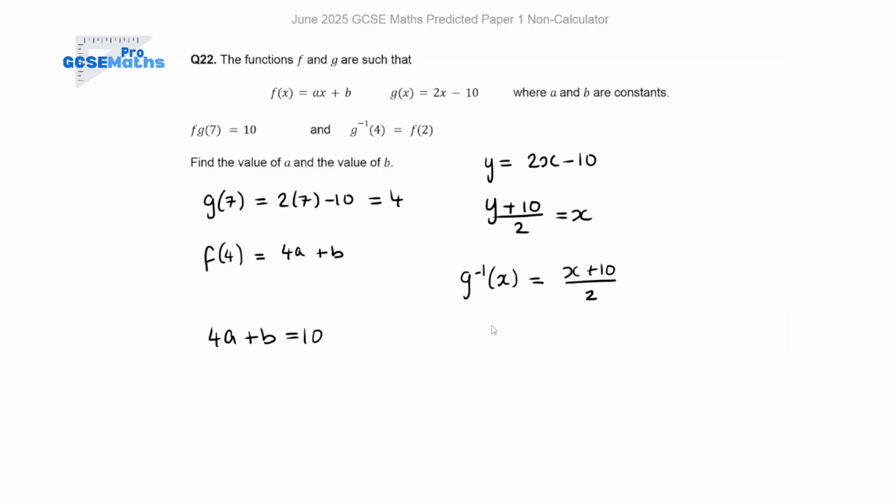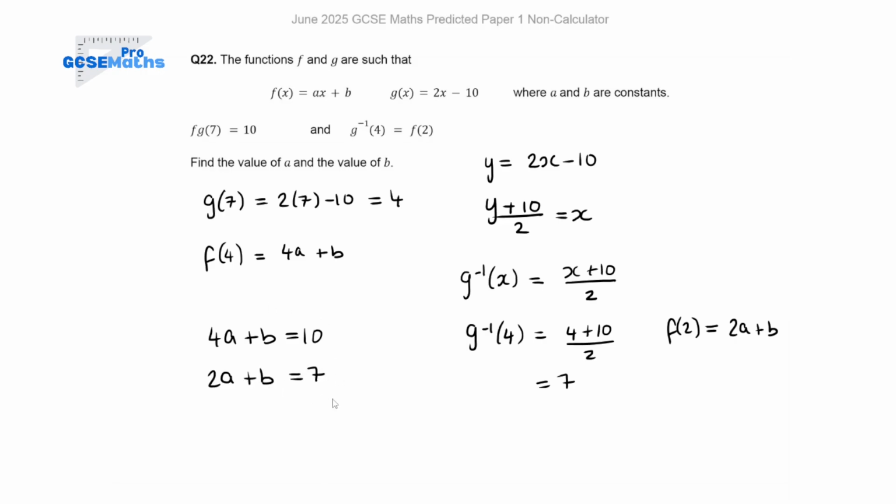Now I can sub in my 4. So the inverse function of g of 4 is 4 plus 10 over 2. So that's 14 over 2, which is 7. Now that is equal to f of 2. So I also need to work that out. I'll just do that over here quickly. Sub in 2 for x would be 2a plus b, wouldn't it? So do you see how my second equation would be 2a plus b equals 7?